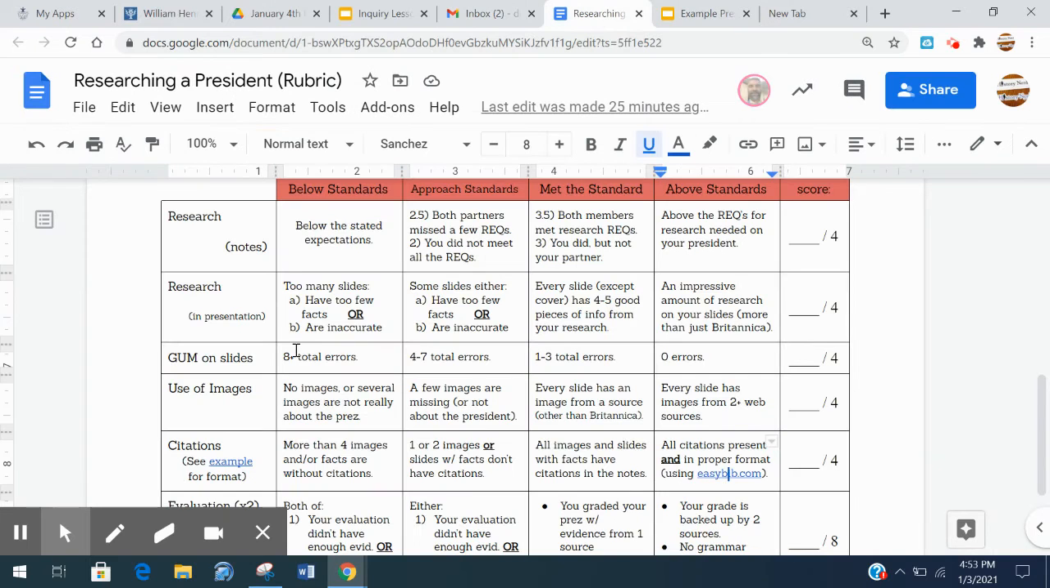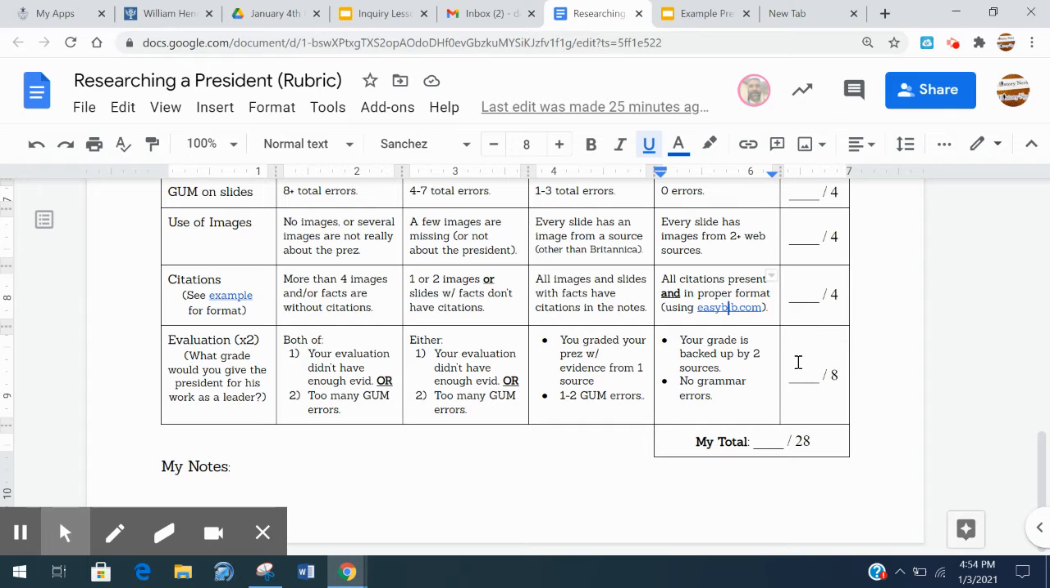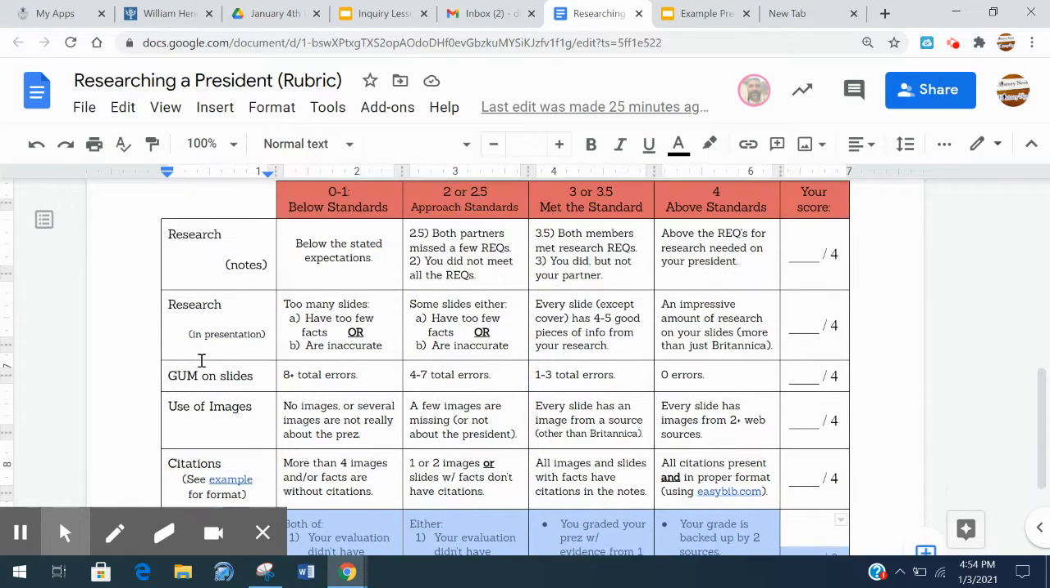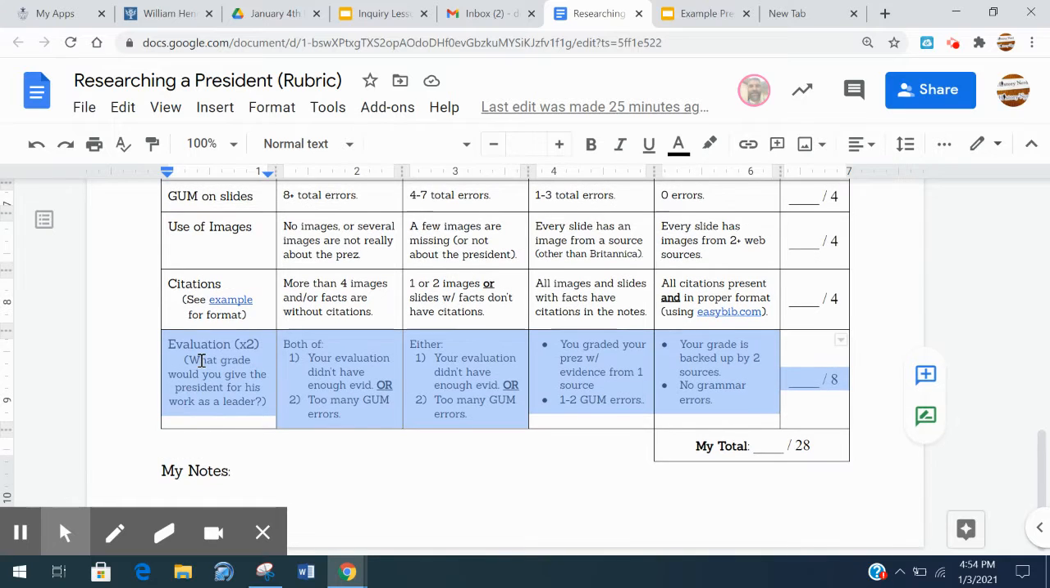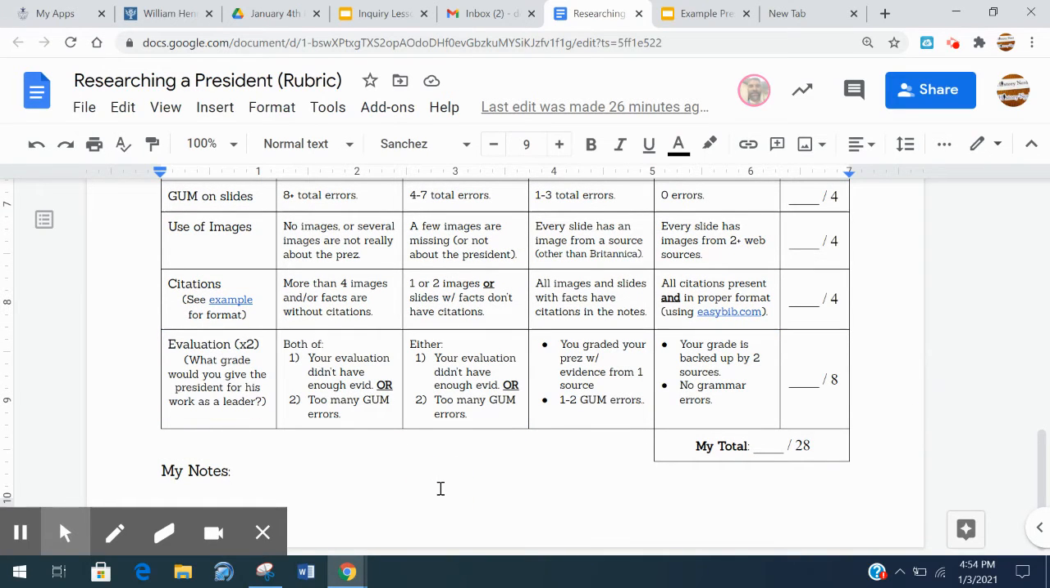Okay, and then the last one is, and this is the big part. So this is worth 8 points, not 4 points, because it's the inquiry part of your assignment. So based on all of the research that you did, you need to come up with an evaluation of your president. So was he the best? Then you'd probably give him an A or an A plus. And then you would back up your evidence by 2 sources without any grammar errors, 2 different sources. Remember, Britannica is one source, and you're going to come with really clear evidence.